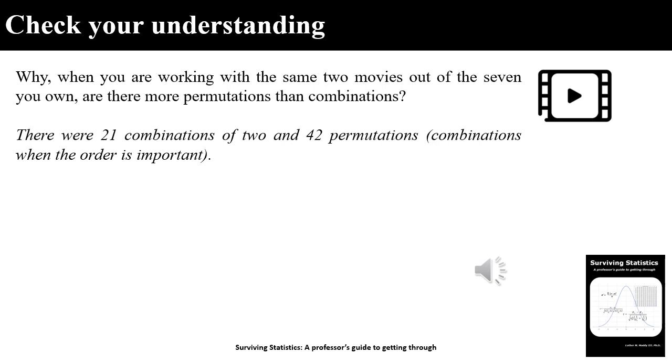All right, let's check your understanding just a bit here. When we were using the combination formula, choosing two movies out of a group of seven, we ended up with a combination total of 21. But when we used the permutations, we ended up with 42. Why is that?